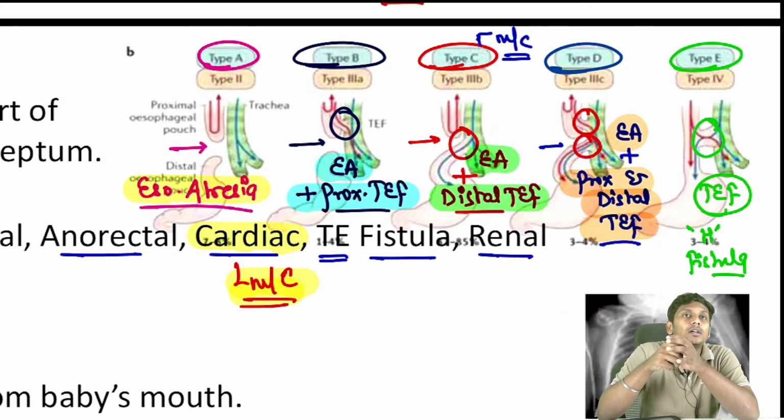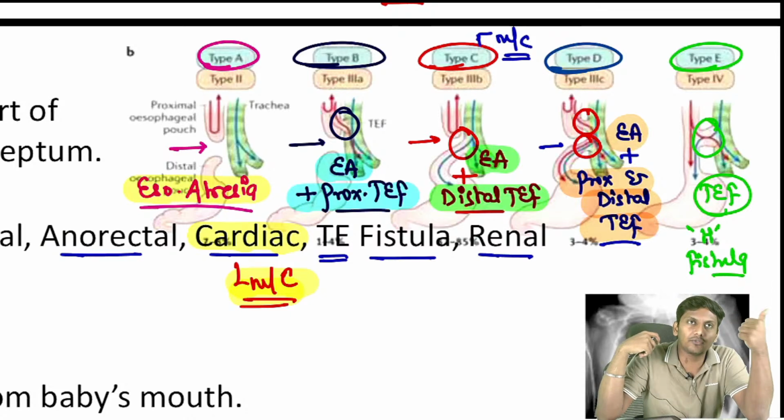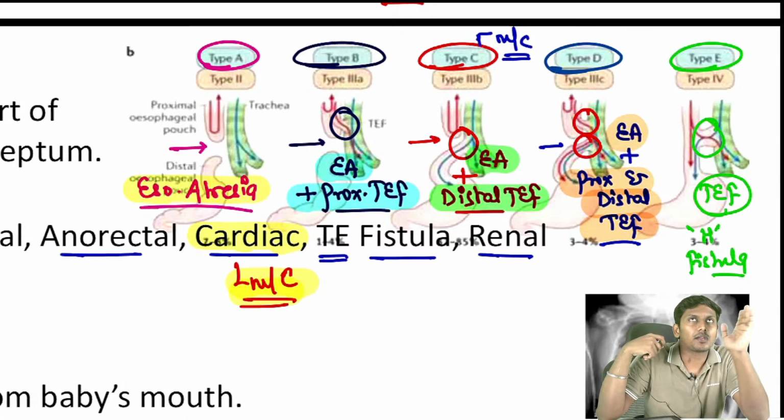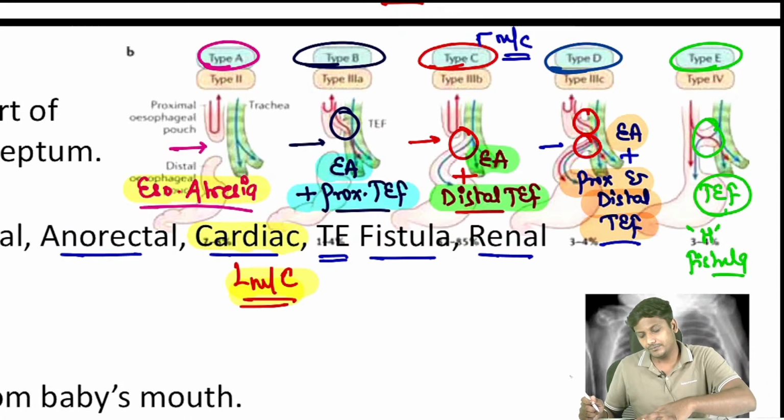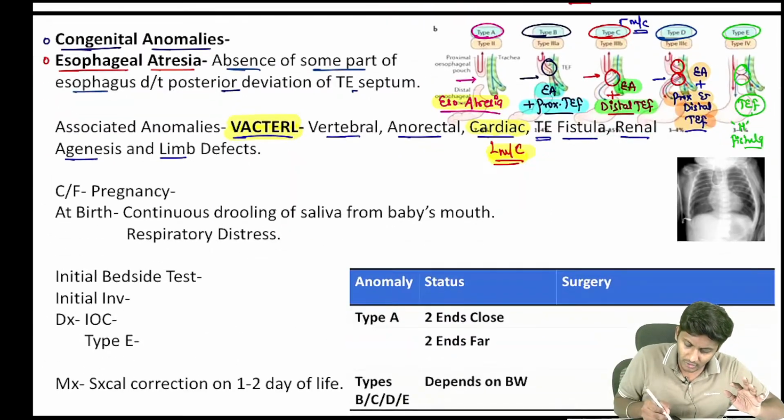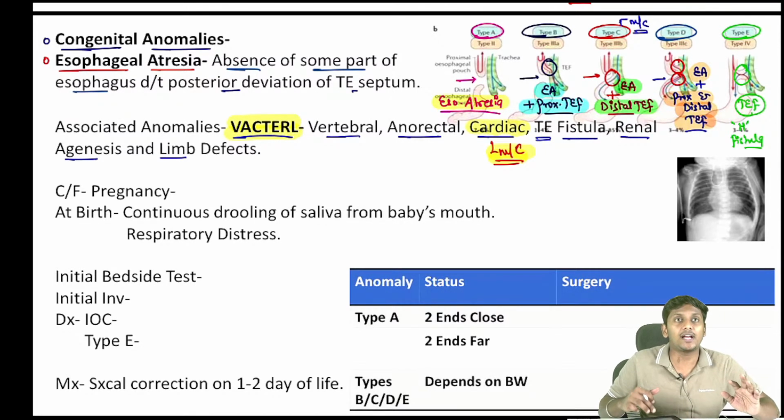That was easy. Now in the middle, type B is what? Esophageal atresia but with a proximal fistula. Type C is what? Esophageal atresia with a distal fistula, the most common type. And type D is what? Esophageal atresia with both fistulas, proximal as well as distal. Easy. That's important.